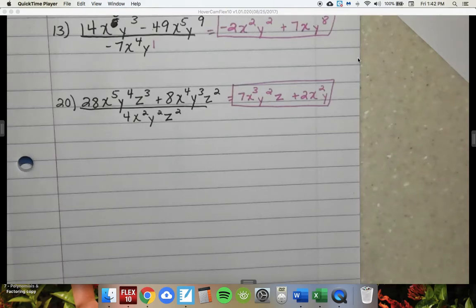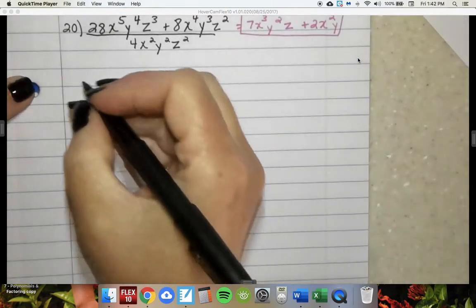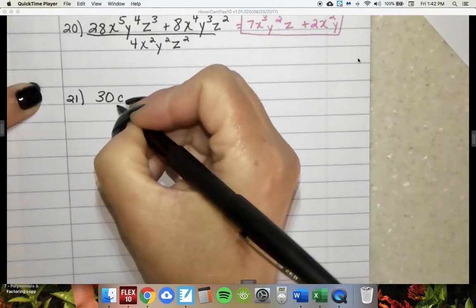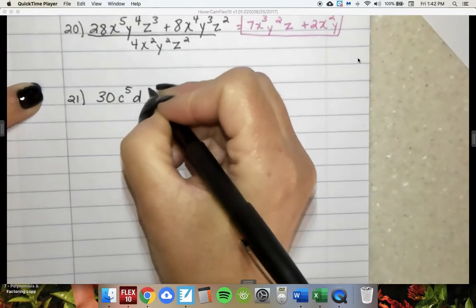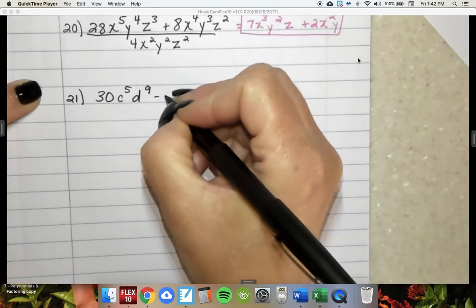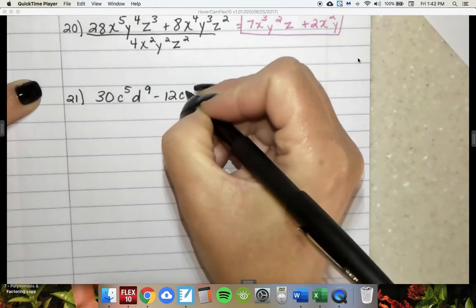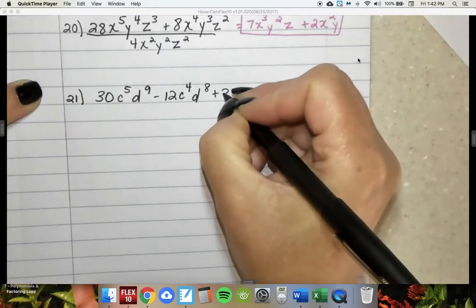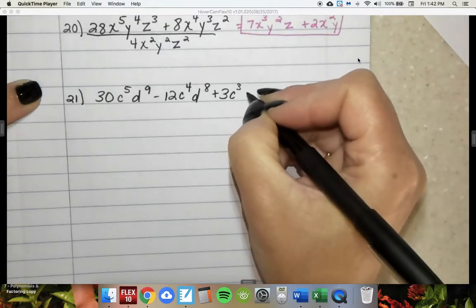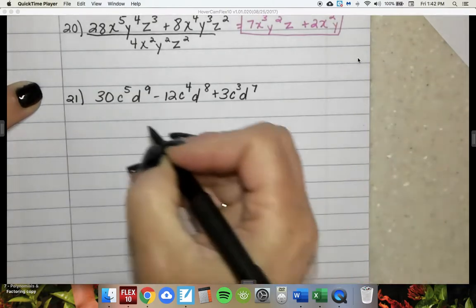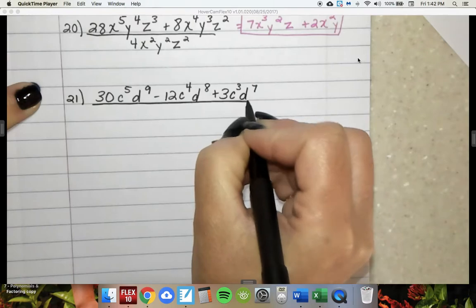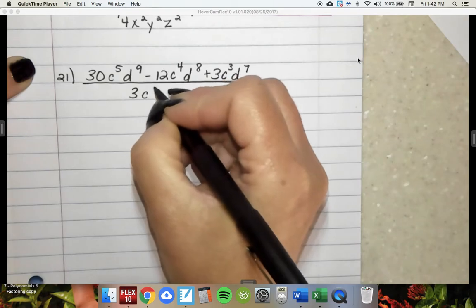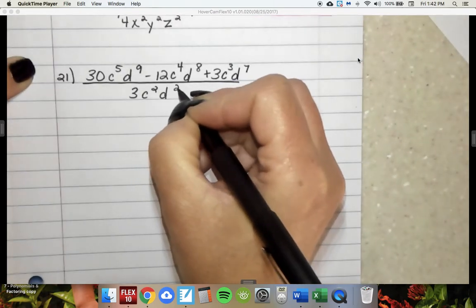Okay, last one. Last one, I promise. Number 21 says 30 C5 D9, minus 12 C4 D8, plus 3 C3 D7. Holy moly, there's 3 pieces on top. It's a trinomial. What's in the denominator? A 3c squared d squared.